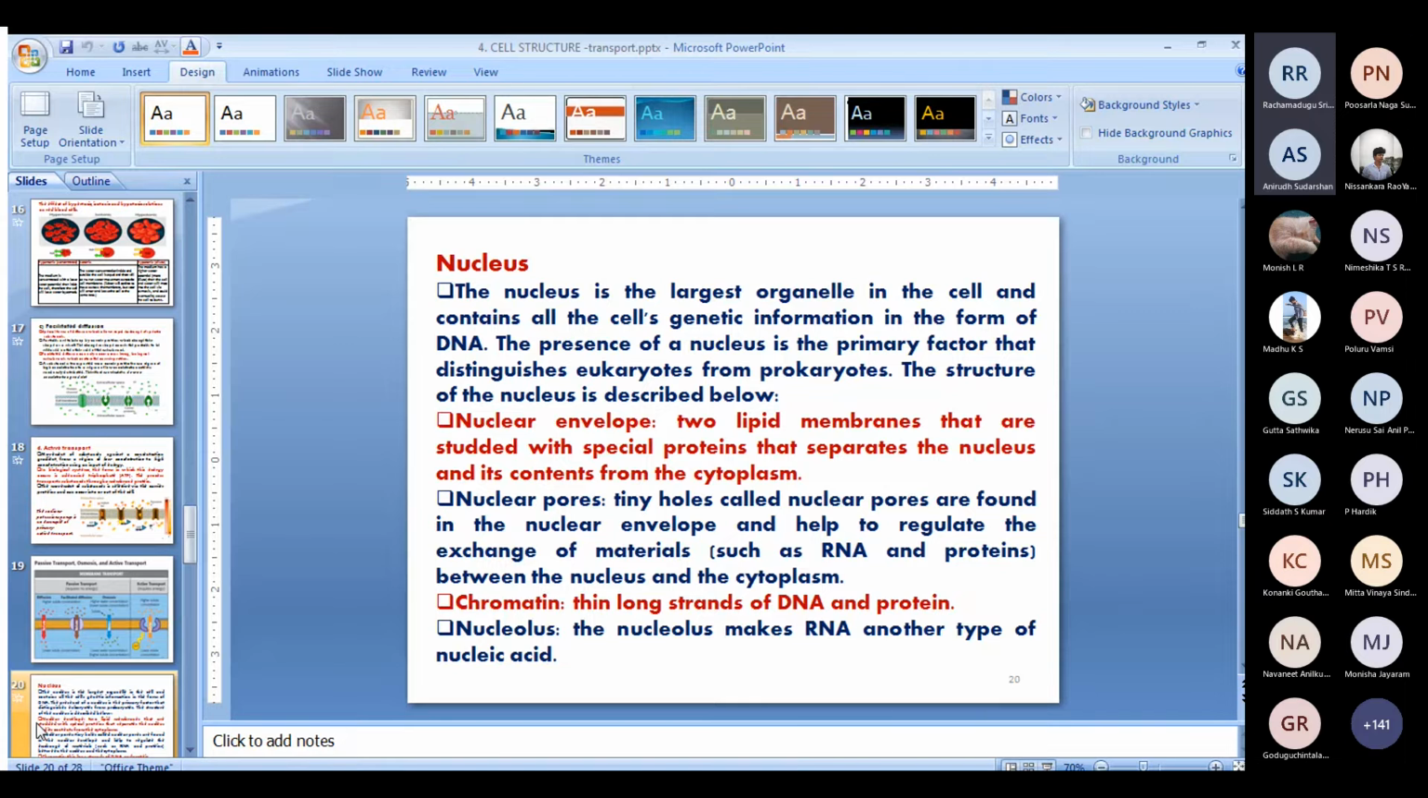So if I say nucleus, what all do you remember? It's the brain of the cell. Yes, the nucleus is what is called the brain of a cell. Any other points? It also consists of the genetic material. Yes, it consists of the genetic material. Then, yeah, nucleus. So you forgot.